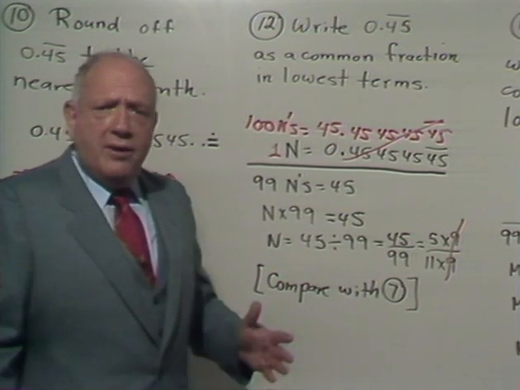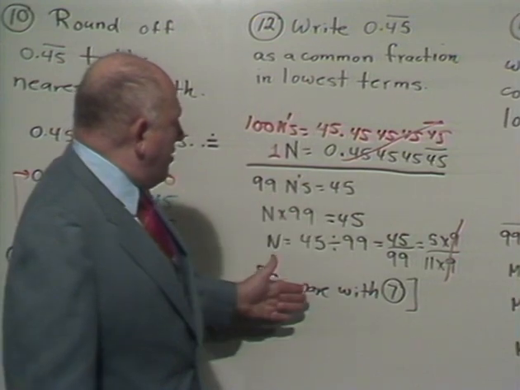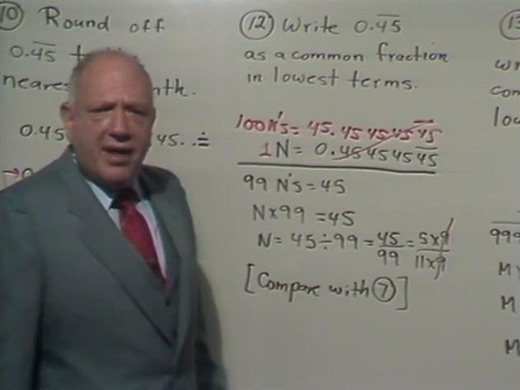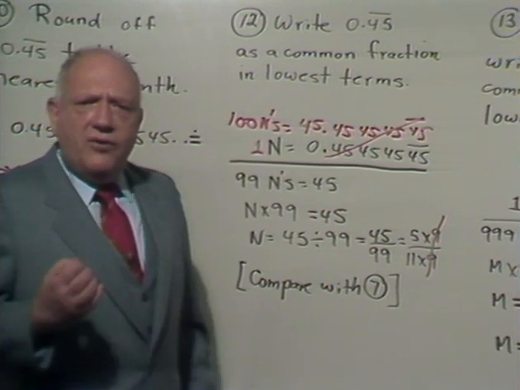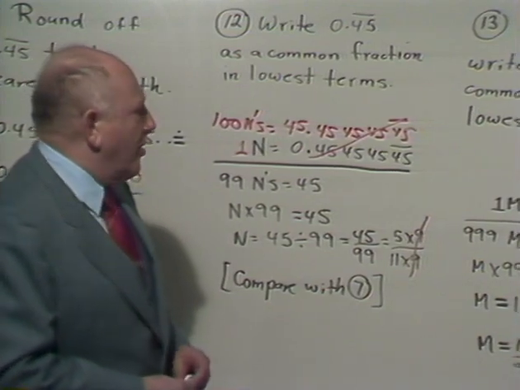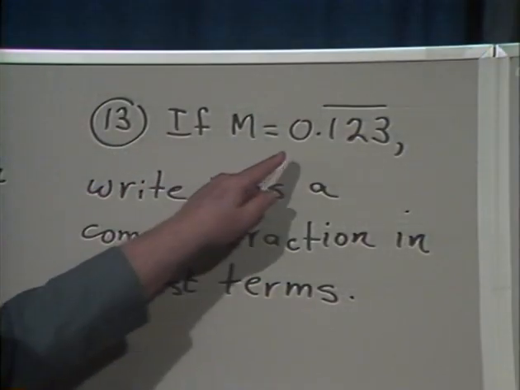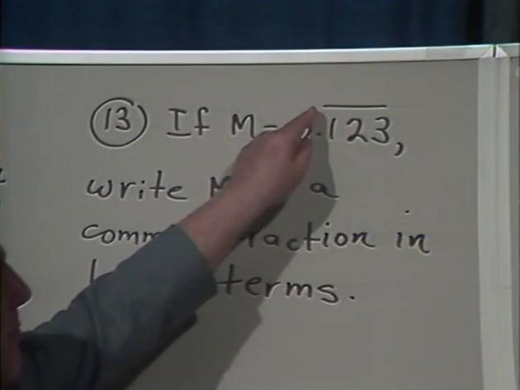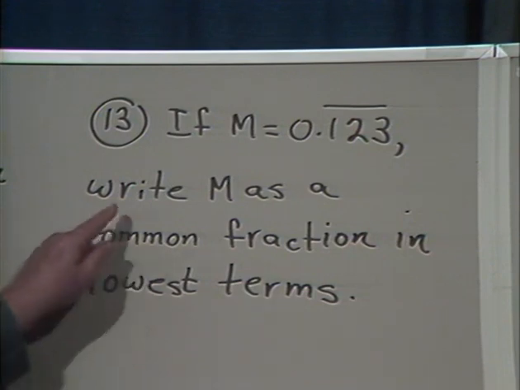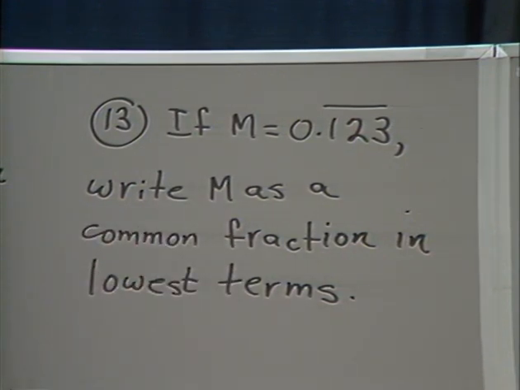At which point, you may have been one step ahead of me. As I was doing this problem, you may have said, hey, he already gave us the answer to this in problem number 7. So now, let me give you one that we haven't done before, just to see if you can pick up the subtle differences over here. I say if m is 0.123 bar, and what does that mean? It's 0.123, 123, 123 endlessly. I say write m as a common fraction in lowest terms.